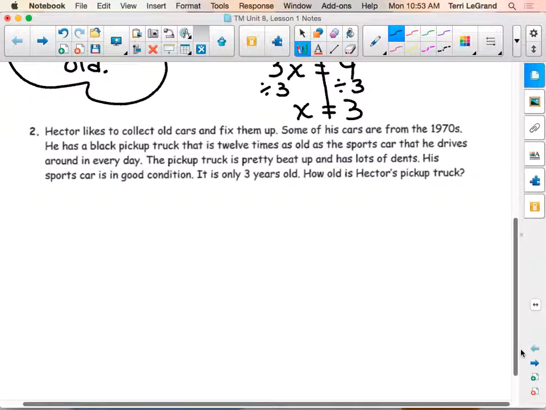The pickup truck is pretty beat up and has lots of damage. Yes. And lots of dents. Okay, Sierra. His sports car is in good condition. Danny. And Tyler. All of his are just pickup truck.